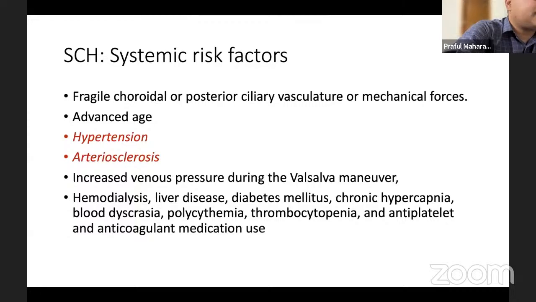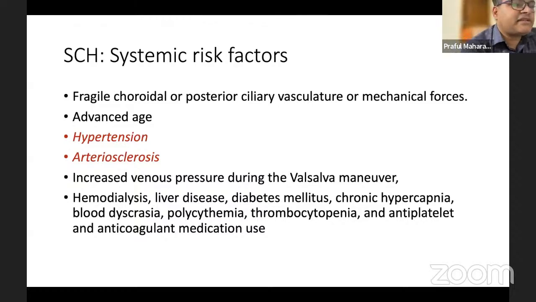And the third thing is advanced age. With age, some sort of sclerosis of the vessels also occurs. So that is another important risk factor. And then increased venous pressure during Valsalva maneuver. When you're operating, it's a long procedure and the patient's face is covered with towels. There is often a tendency to cough in old age patients. Because of the fear, they close their mouth and nose, and they cough within. That creates a sort of Valsalva maneuver, and this Valsalva maneuver can also lead to suprachoroidal hemorrhage. So you have to counsel the patient before surgery to avoid all these things. If the patient has some chronic cough, please control that before going ahead with the triple procedure.